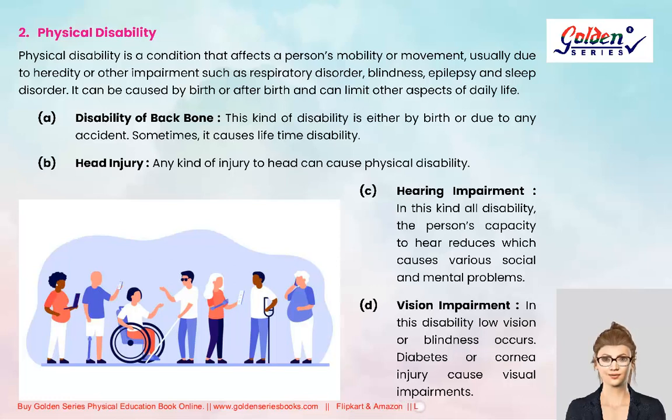B. Head injury. Any kind of injury to the head can cause physical disability. C. Hearing impairment. In this kind of disability, the person's capacity to hear reduces, which causes various social and mental problems. D. Vision impairment. In this disability low vision or blindness occurs. Diabetes or cornea injury cause visual impairments.